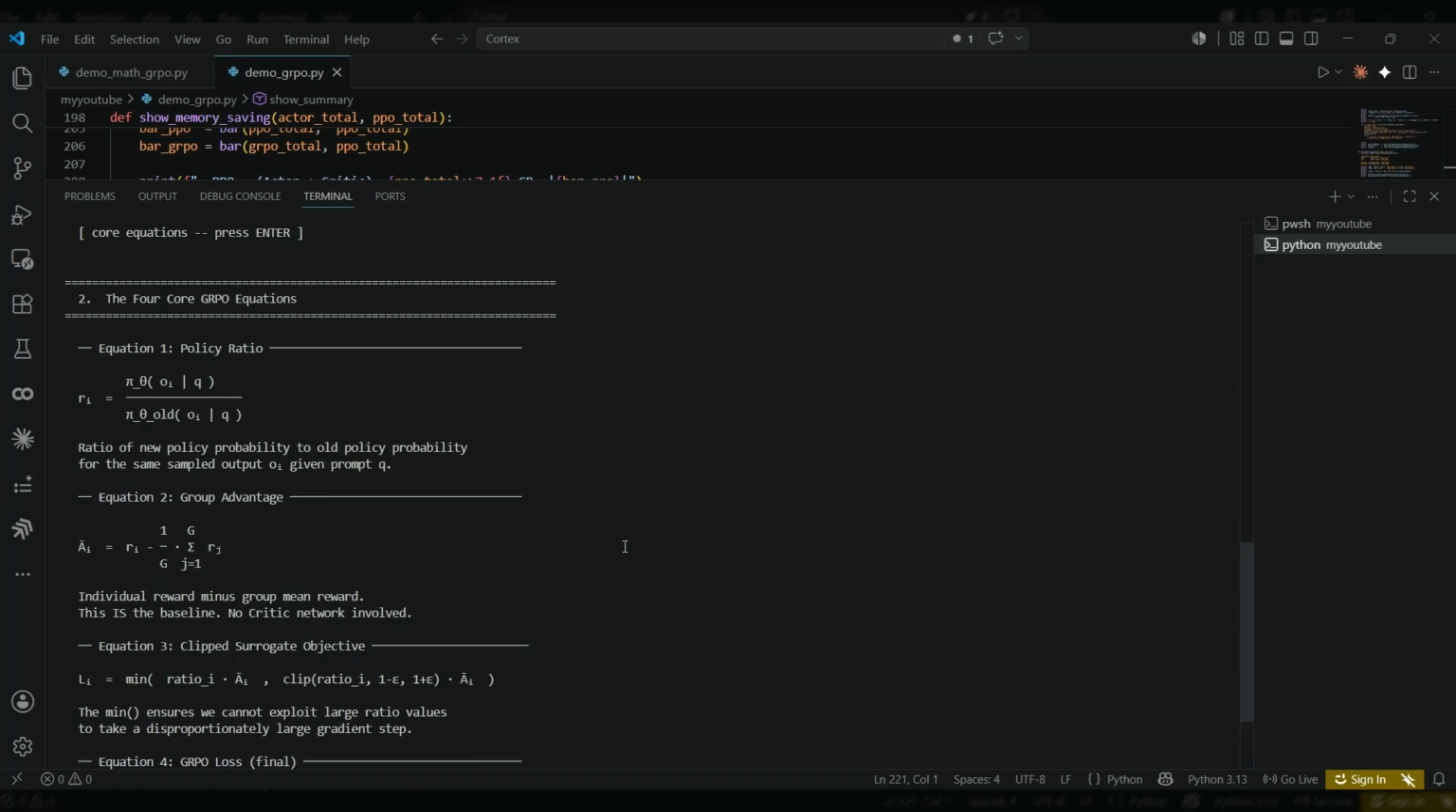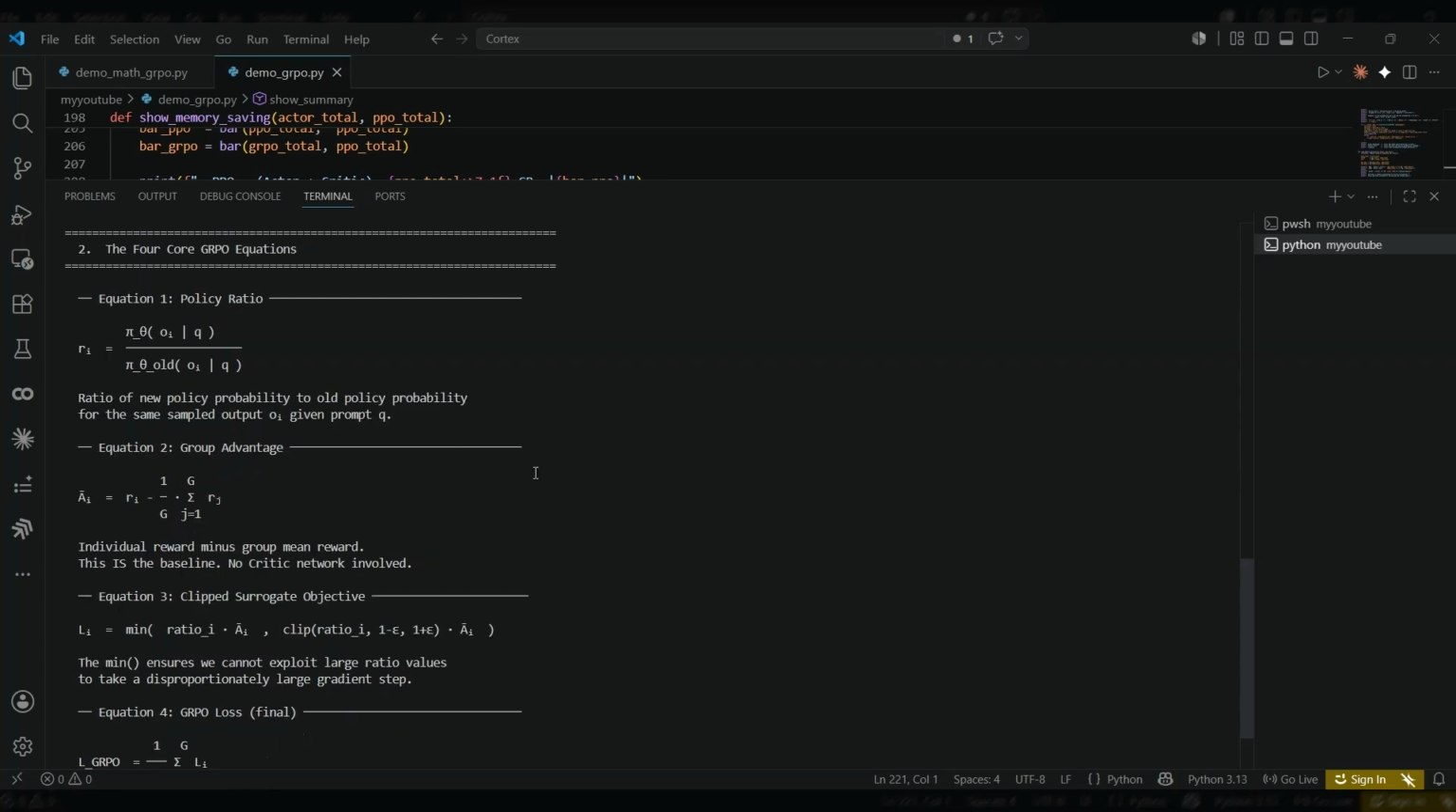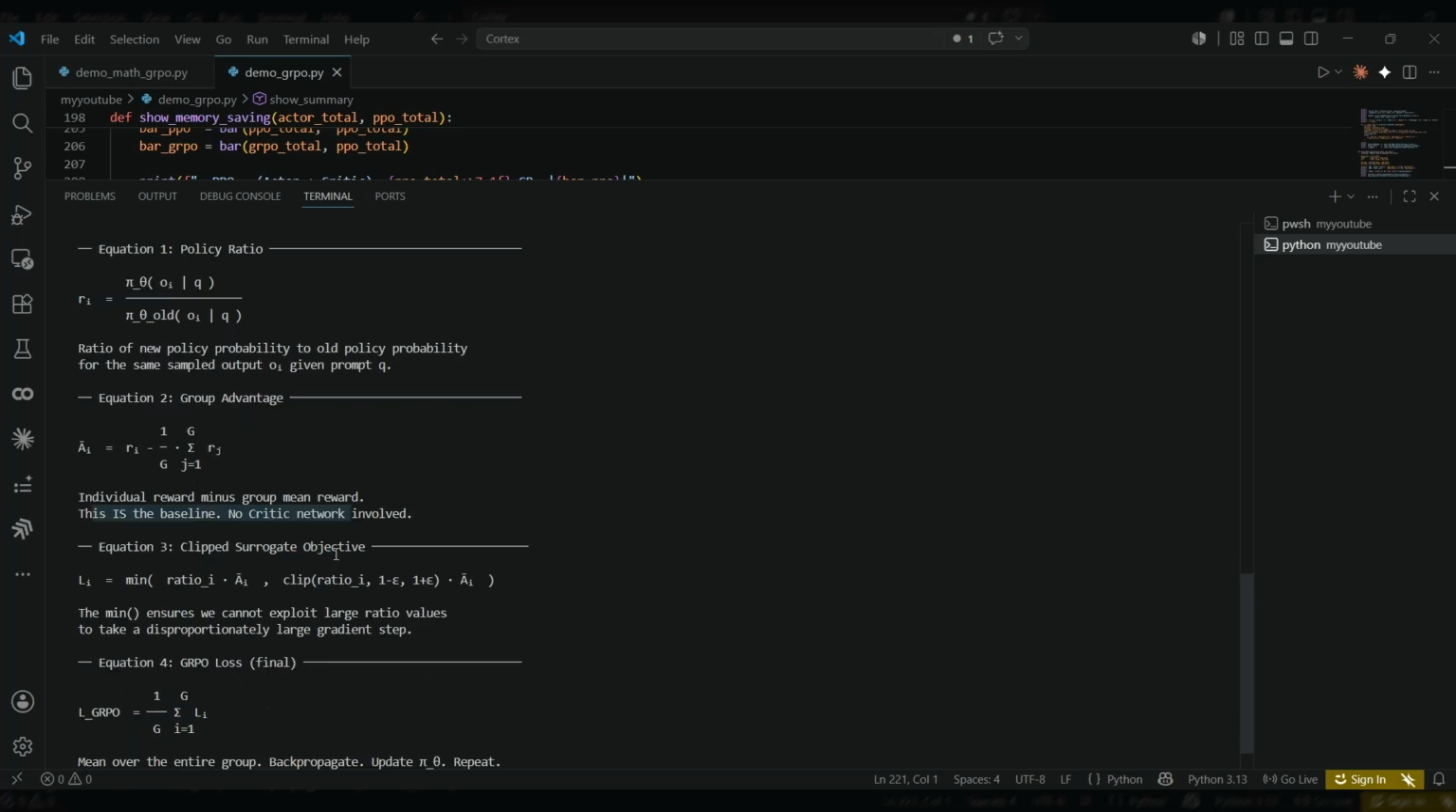So what are the four main GRPO equations? The first one is the policy ratio. It is the ratio of the new policy probability to the old policy probability, meaning the same model after its change, where we calculate the weights. This gives us the policy ratio. Second, the group advantage: the individual reward minus the group mean reward. This is the second equation we need.